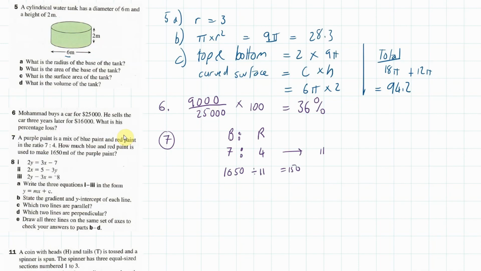Now, that means we can go 150 times 7. That will give us our blue. To 150 times 4, which will give us our red. So 150 times 7 gives us, this will be 1050 mil of blue. And what's the other one? 300, 600. And 600 mil of red. Okay, so that would be that one.